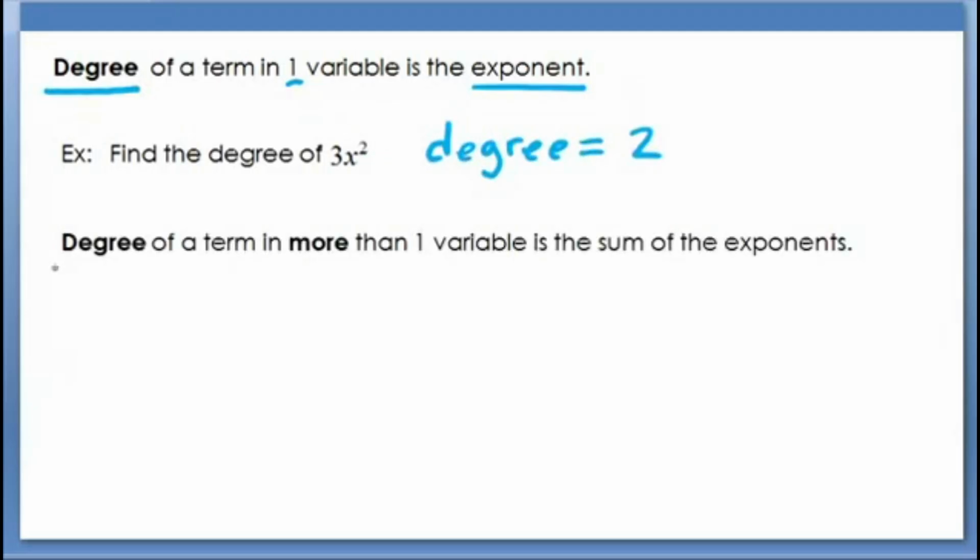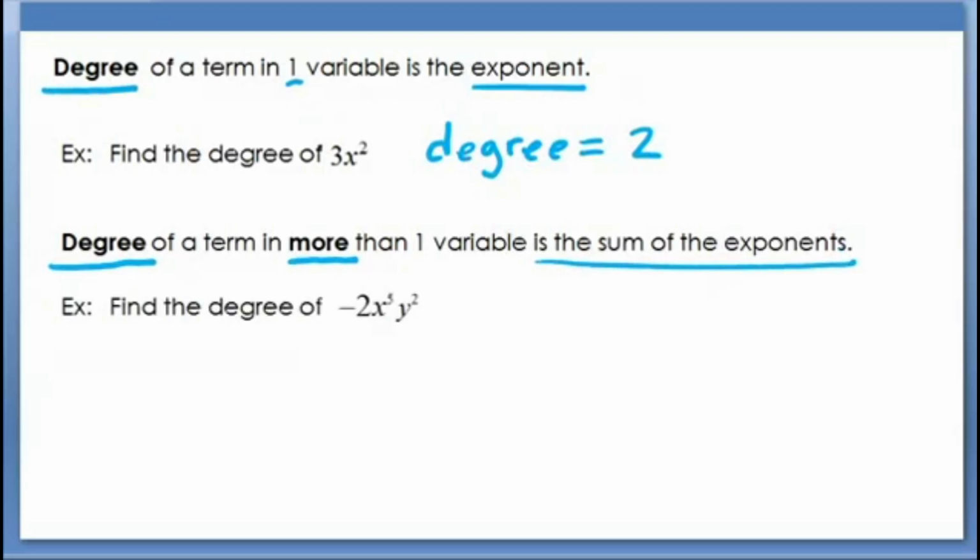Next, we have a degree of a term in more than one variable. It is the sum of the exponents. Let's find the degree of a term that has more than one variable. So this term has an x and y, and our definition says the degree of the term in more than one variable is going to be the sum of the exponents. So we're going to add the 5 plus 2 to be 7 for our degree.